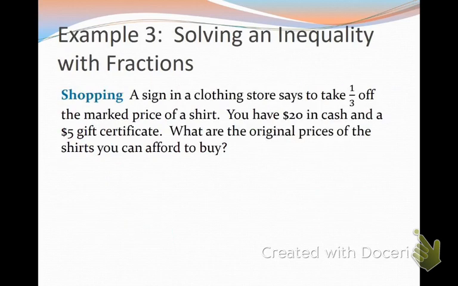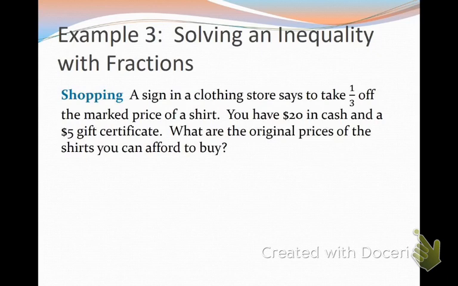So now example 3. In example 3, we're solving an inequality with fractions. Here's our word problem scenario. A sign in a clothing store says to take 1/3 off the marked price of a shirt. You have $20 in cash and a $5 certificate. What are the original prices of the shirts you can afford to buy?